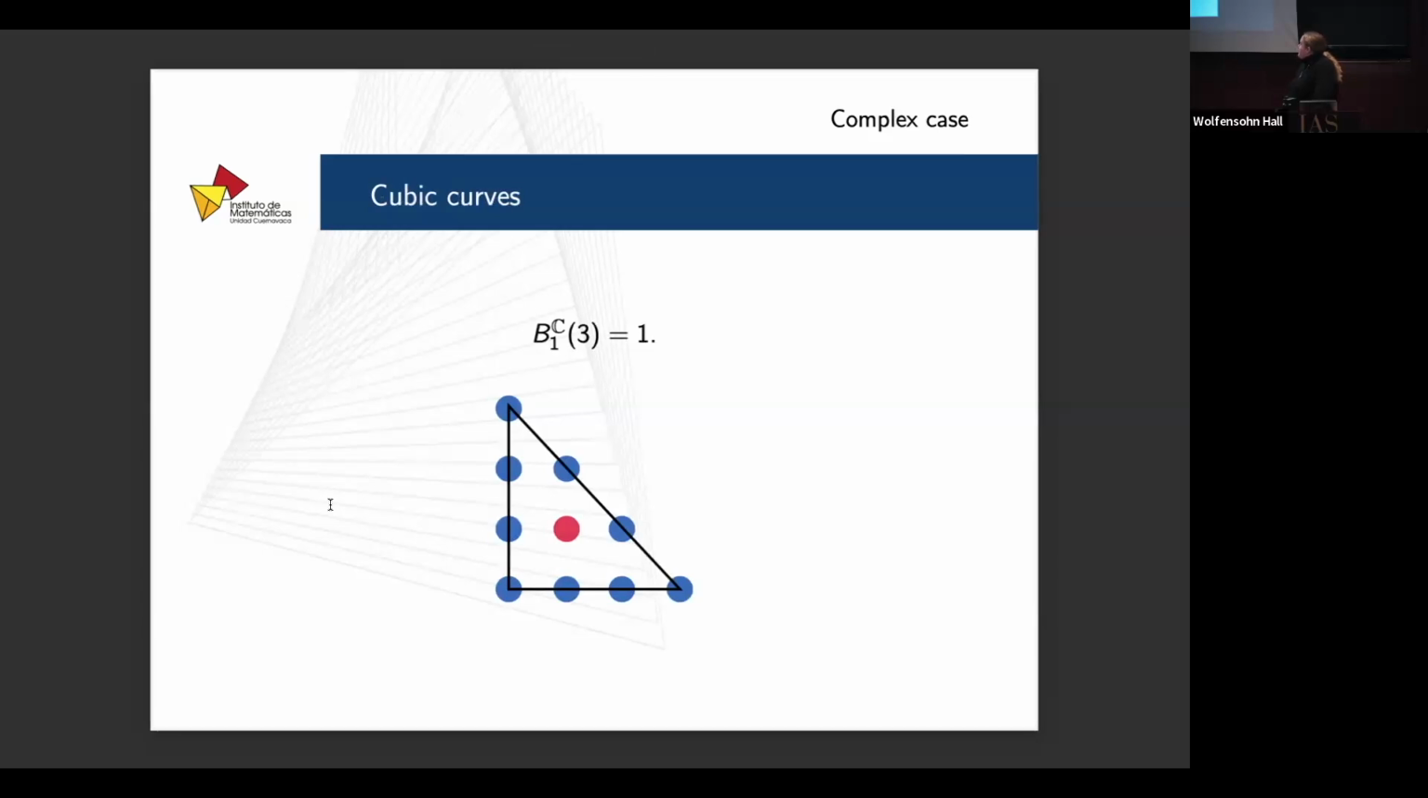For example, for cubics, the complex cubic has at most genus 1 because in this triangle we have only one integer interior point. And for quartics, the genus is at most 3 because in this triangle we have 3 integer points. Then all these numbers are simplicial numbers, triangular numbers.